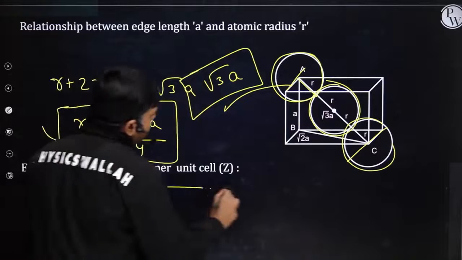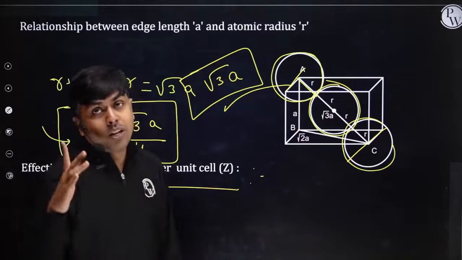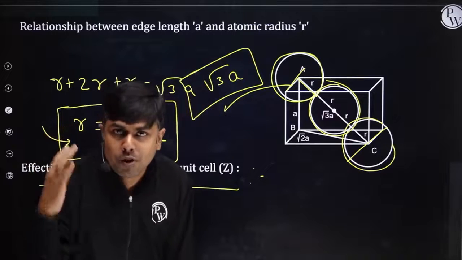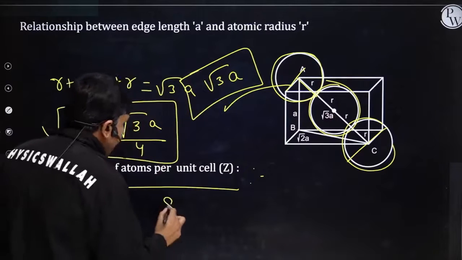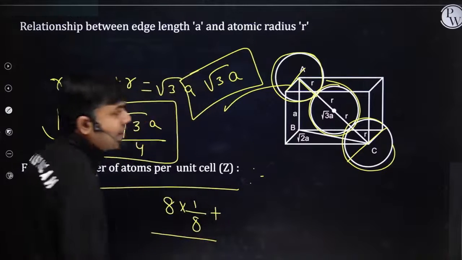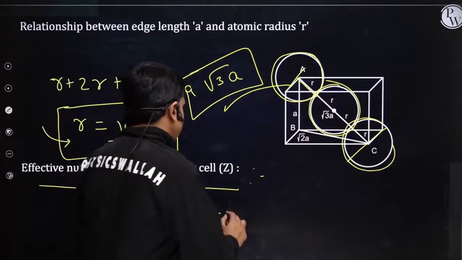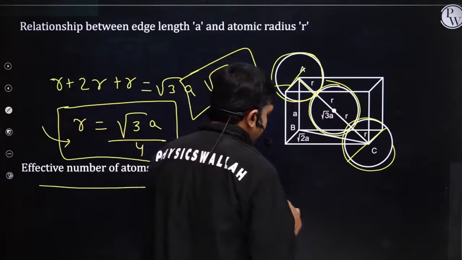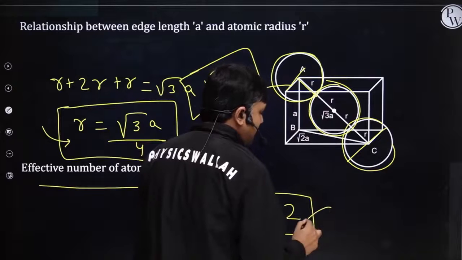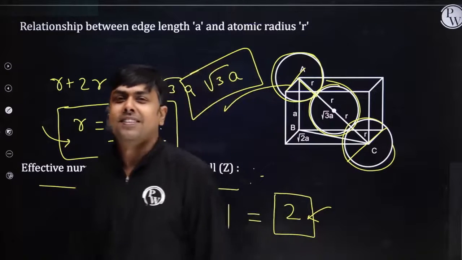Effective number of atoms per unit cell. Okay. Atoms are placed at corners. Total number of corners 8. Contribution from each corner is 1 by 8. 8 into 1 by 8 plus one atom is placed at the body center, plus 1. So what is the effective number of atoms? It's 2, students. Am I clear? Let's move ahead.